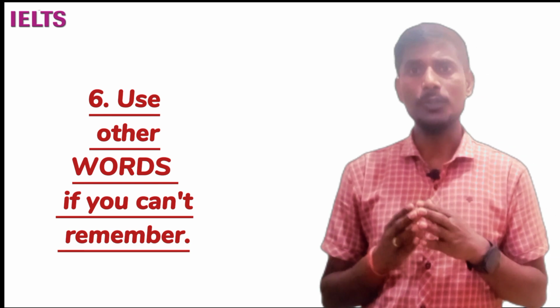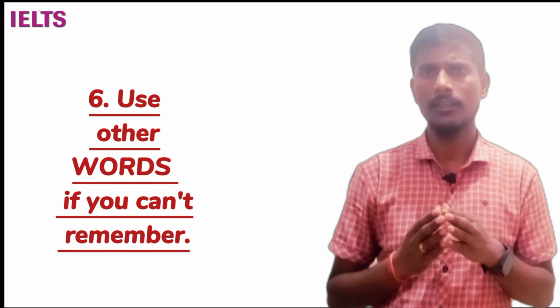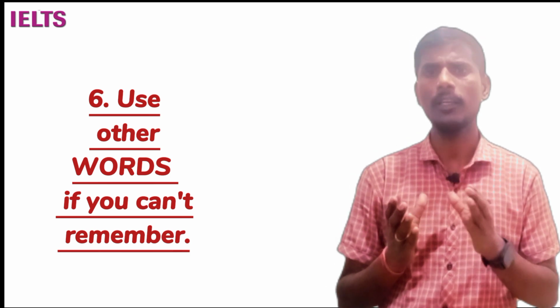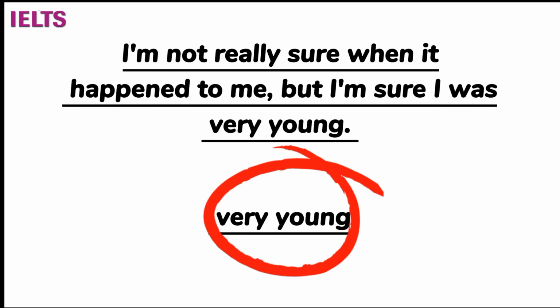If there is something you cannot remember exactly, then you can use other words to explain in a different way so that you are speaking originally. For example, look at here: I'm not really sure when it happened to me, but I'm sure I was very young. Very young is just as good as giving a date. There are some ways to extend your talk. Simply, you need to talk by comparing, contrasting, and presenting your preferences.